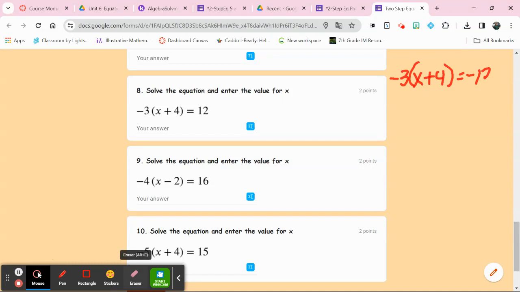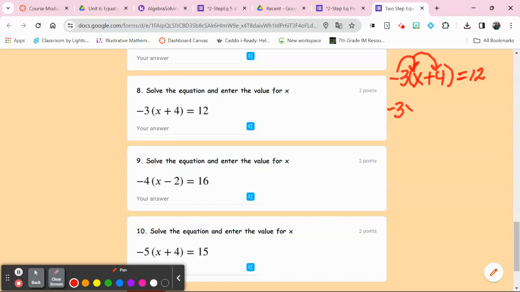Let me erase that. I was getting a little ahead of myself. Equals positive 12. All right, you can distribute first if you want. Be very careful if you do. If I have a negative outside, I'm distributing that negative 3 to both. So negative 3 times 1x is negative 3x's. Negative 3 times a positive 4 is a negative 12 equals 12.